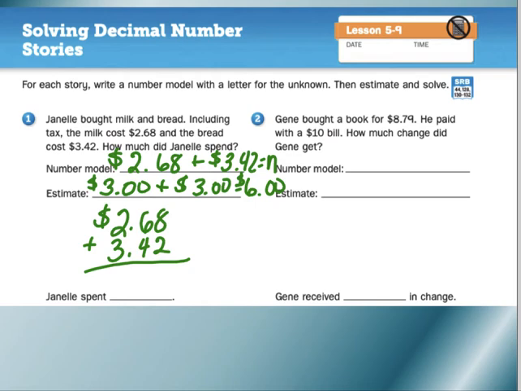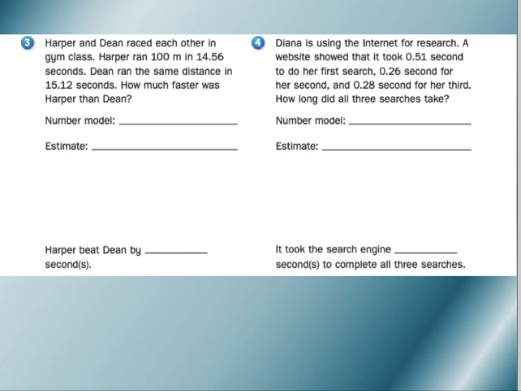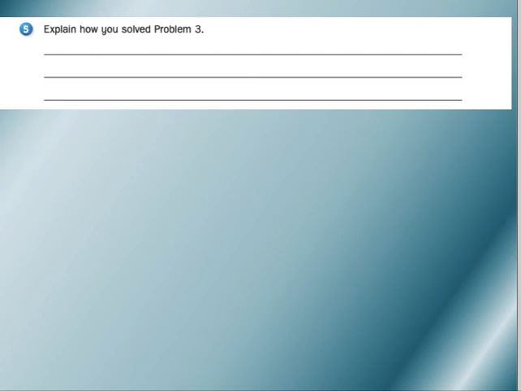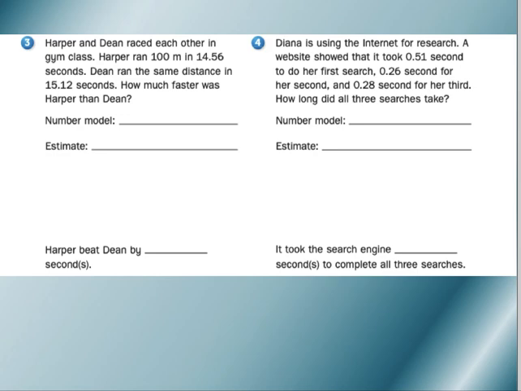So that's how you need to solve the rest of the problems on this page. First, decide if it's addition or subtraction. I doubt you'll have any multiplication because we haven't gotten to that part yet, but we will soon. So again, same thing, a number model with an n or something like that to represent the number you don't know yet. An estimate, show your work and put your answer in that final blank. Then you need to do number 5, explain how you solved problem number 3. That's this one right here. It is one you need to actually write about today.